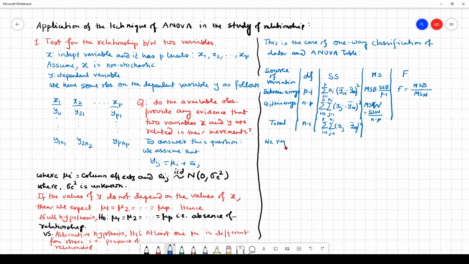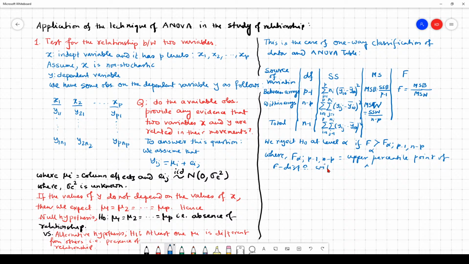We reject H0 at level alpha if the F ratio calculated value of F is greater than F alpha, p minus 1, n minus p, where F alpha, p minus 1, n minus p is the upper alpha percentile point of the F distribution with p minus 1 and n minus p degrees of freedom.